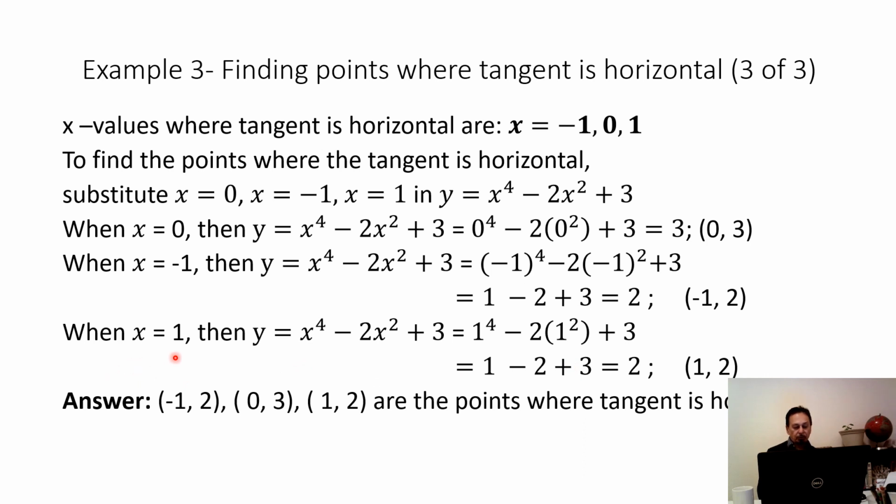Now, the next value is x equal to 1. We substitute again in the curve, and it becomes 1 to the 4th minus 2 times 1 squared plus 3. 1 to the power 4 is 1, and 2 times 1 squared is 2, and plus 3. So 1 minus 2 is negative 1, plus 3 is 2, so we have the point (1, 2). Now we put these answers together: the first point is (negative 1, 2), second (0, 3), and the third (1, 2). These are the points where the tangent is horizontal to the curve.